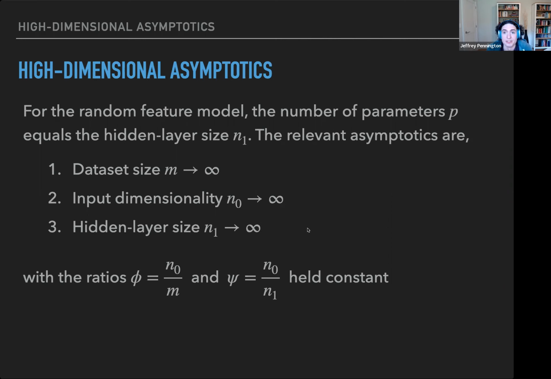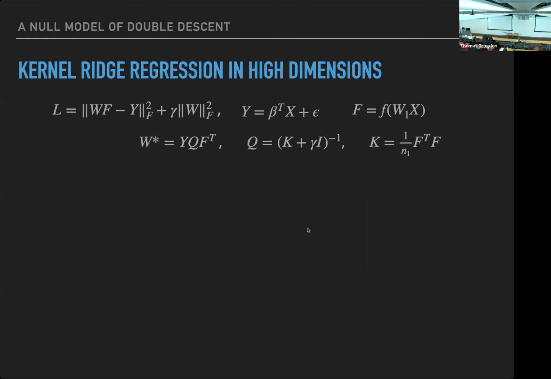What I would like to do is compute the test error of this random feature model under some simplifying assumptions of the data distribution in these high dimensional asymptotics. So the mechanics of this is actually pretty straightforward.